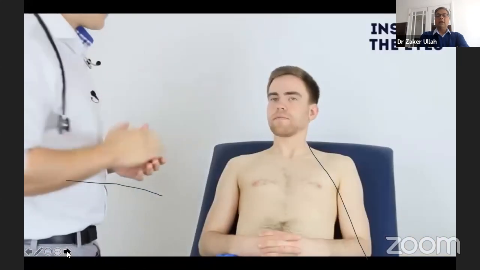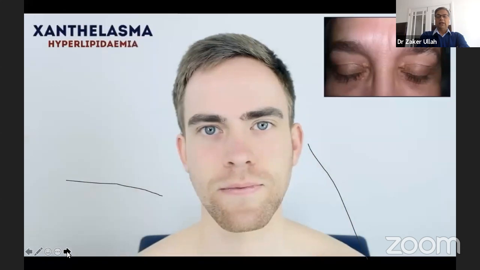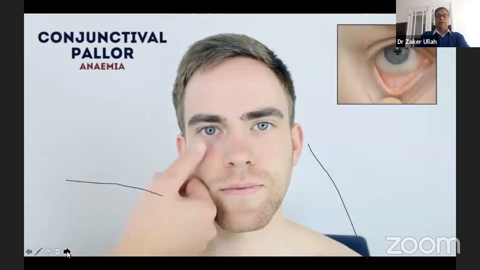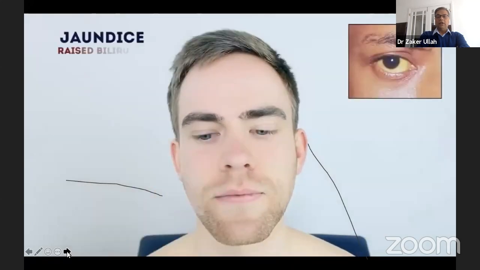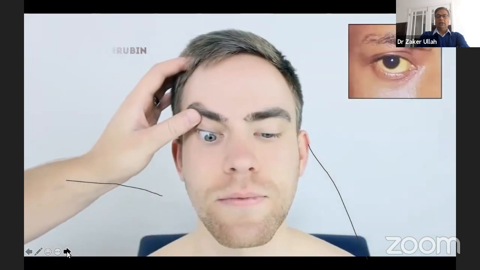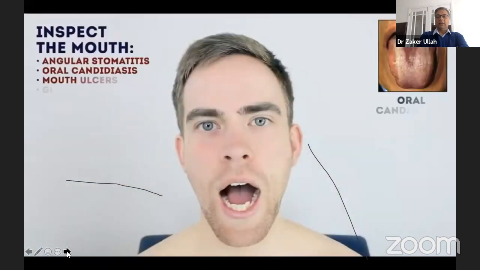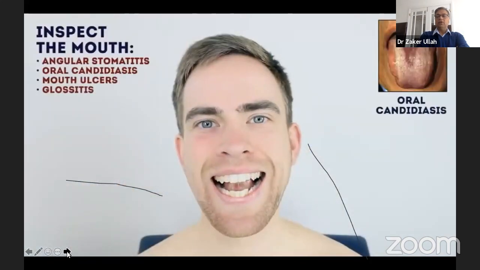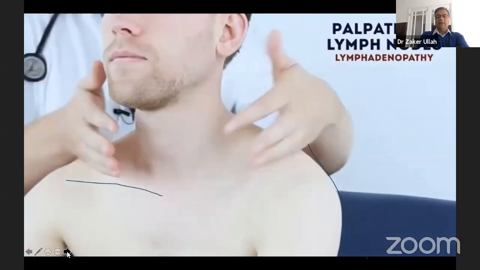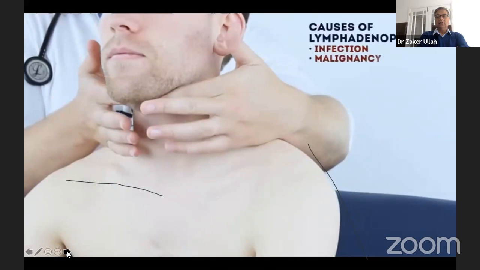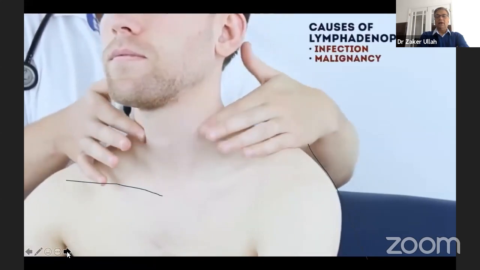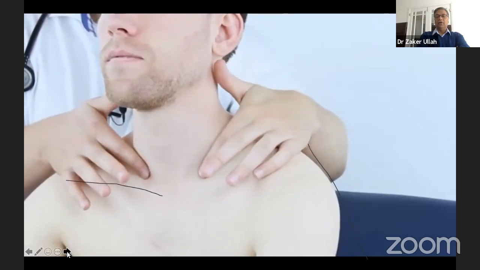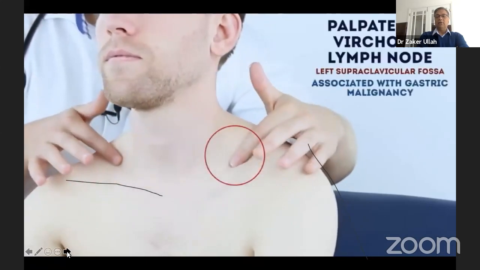They will see whether you are aware of the conditions associated with abdominal pain or not. The examination I'm showing you is not for acute abdominal pain patients only. This is for general abdominal patients as well. And now inspection of the mouth, oral candidiasis, lymphadenopathy. If there's a gastric cancer, you know the supraclavicular nodes can be enlarged as well in malignancy. Or in Hodgkin's lymphoma, they can come with abdominal pain as well.